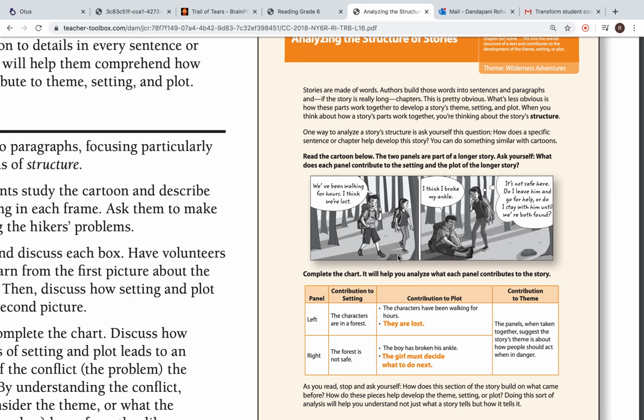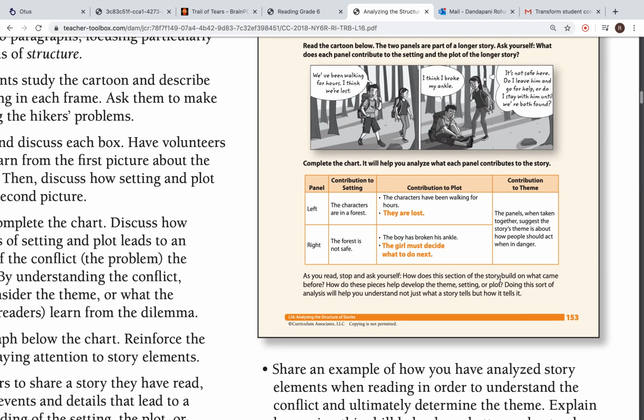So, basically, what you want to think of is how the setting contributes to the story, right? How the various events that happen in a story contribute to the entire plot, right? Remember that a story is made up of parts, and when we think of that, we're thinking of structure.